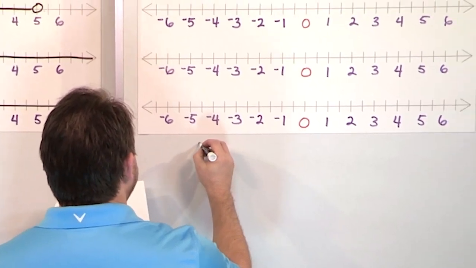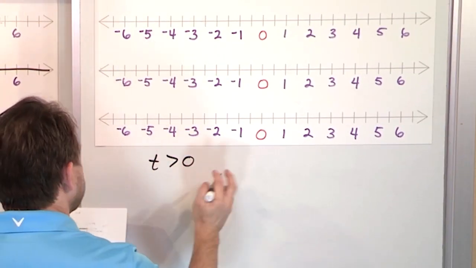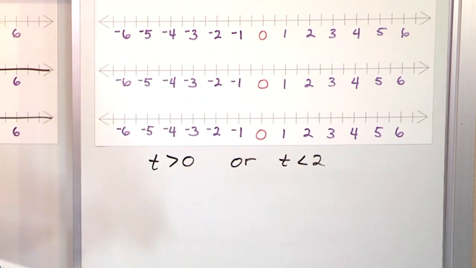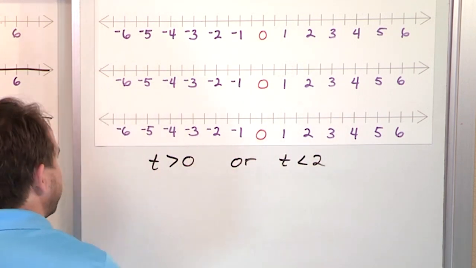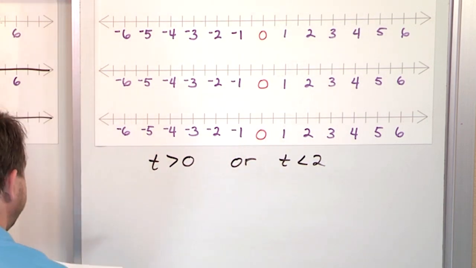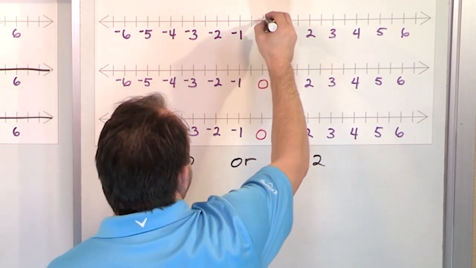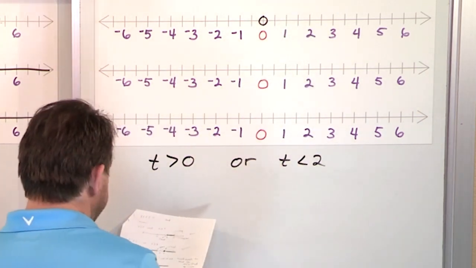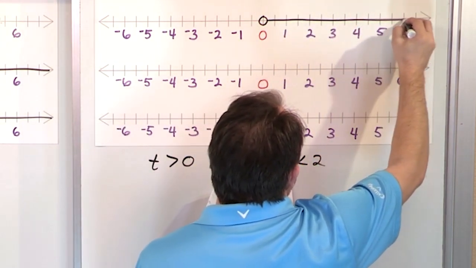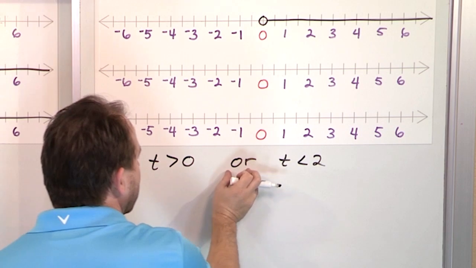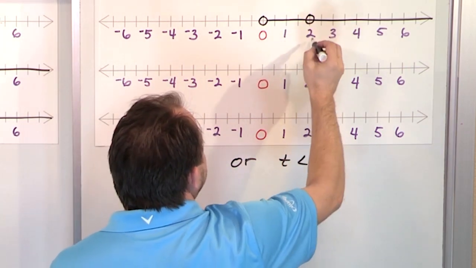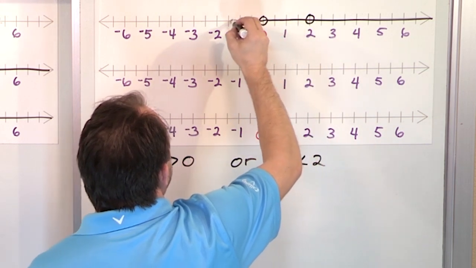Now let's take another one. Let's say we have t greater than 0 or t is less than 2. So because it's an or, we know we can't write it as a double-headed inequality, and we know that it's going to form generally a left-hand and a right-hand shaded region. So we go to 0, we put a circle here, and then we start shading to the right because it's bigger than 0. Or then we have t less than 2, so we put an open circle at 2, which means it's going to be to the left, which means it's going to include all of these numbers here.